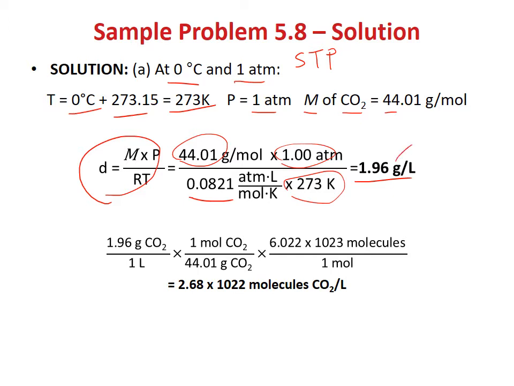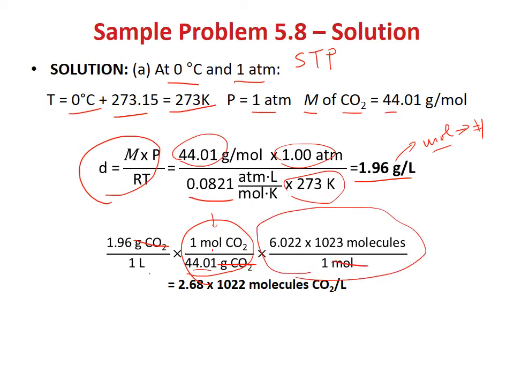Next, we convert grams to moles, and then moles to number of molecules. To convert to moles, we divide by molar mass: 1 mole CO2 per 44.01 gram CO2. So grams cancel, giving you moles per liter. And then we multiply by Avogadro's number. 1 mole is 6.022 times 10 to the 23rd power molecules. And so that gives you the number of molecules of CO2 per liter.